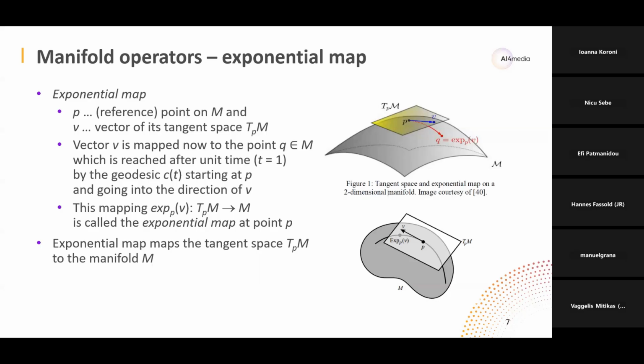Yeah, that's it. Yeah, takes some time to grasp, but that's the easiest possible definition, I would say. Yeah, and the exponential map maps now the tangent space TPM to the manifold. And you can see this here. So the mapping is really between the point V on the tangent space down to the respective point Q on the manifold.